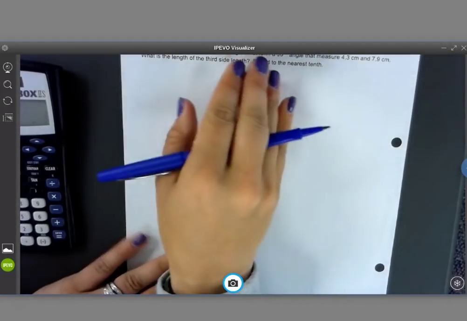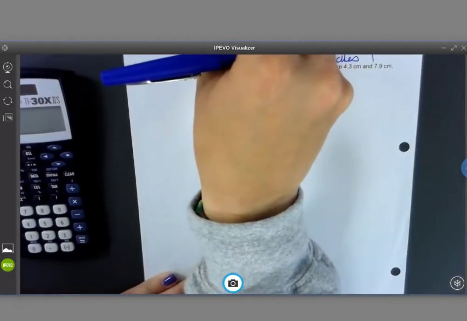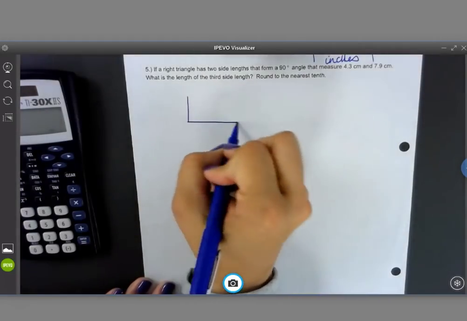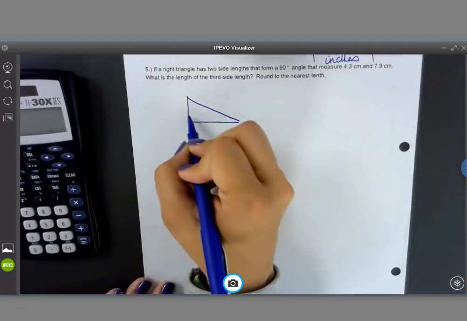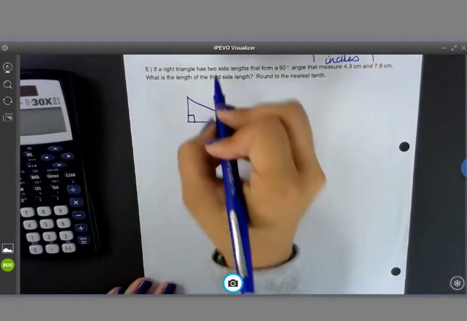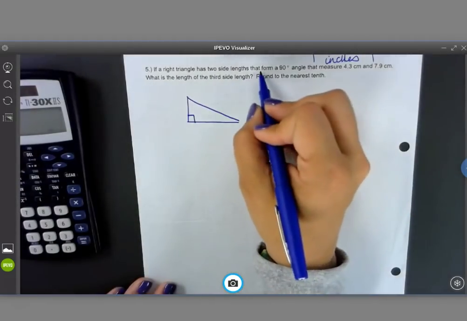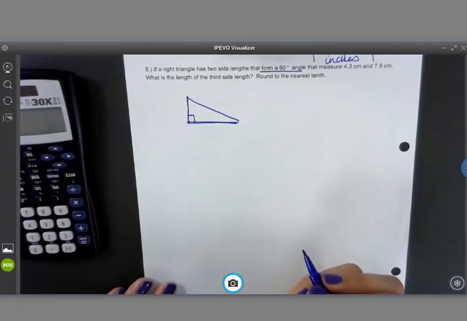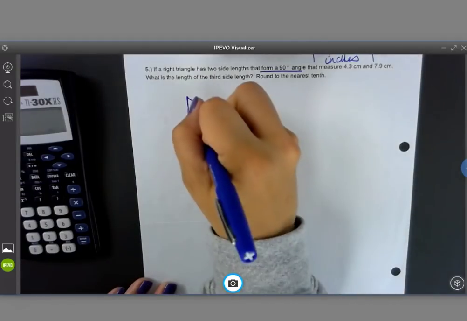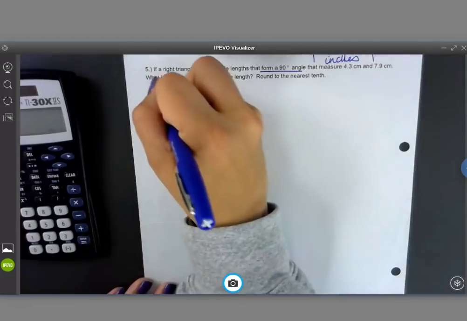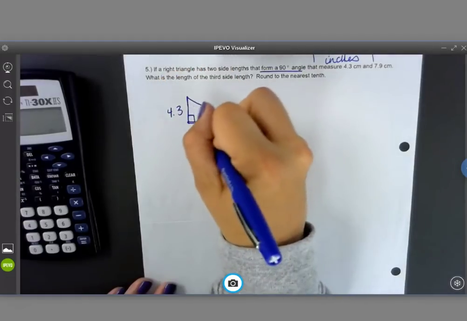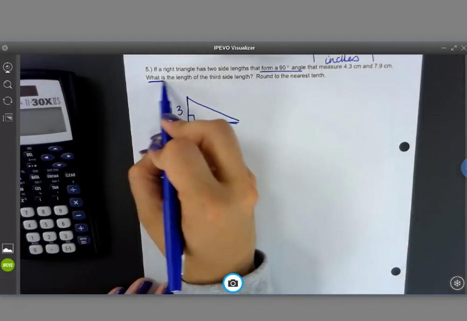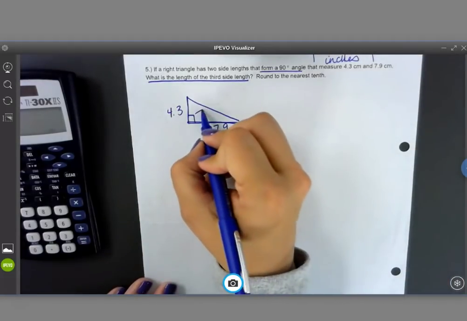All right, let's read the last one. So it says, if a right triangle, let's draw a picture. If a right triangle has two side lengths that form a 90-degree angle, so these are these ones right here that form that 90-degree angle, that measure at 4.3 centimeters and 7.9 centimeters, what is the length of the third side length?